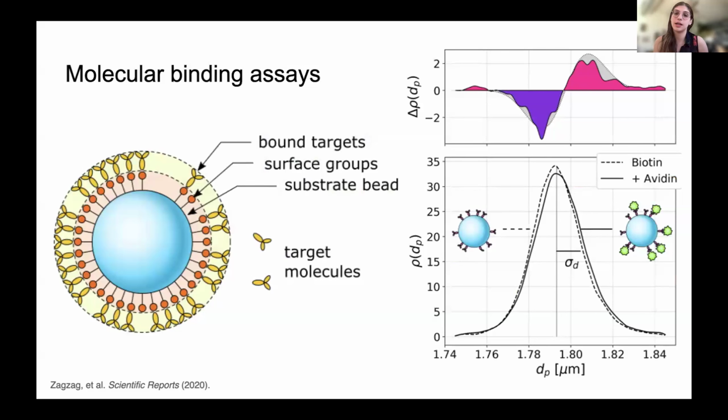So you can see it working in an experimental example on the right here. What I'm showing here are population distributions of diameters for a particular probe bead, both before and after binding. The dashed line here is this probe bead with the proteins on the surface, but before binding. And then the solid curve is after binding. Although these distributions do look quite similar to each other, there is a statistically significant shift in the nominal diameter between before and after binding. And it becomes especially clear if you look at the difference between these two distributions, which is plotted on the top here. So this is an example of it working.